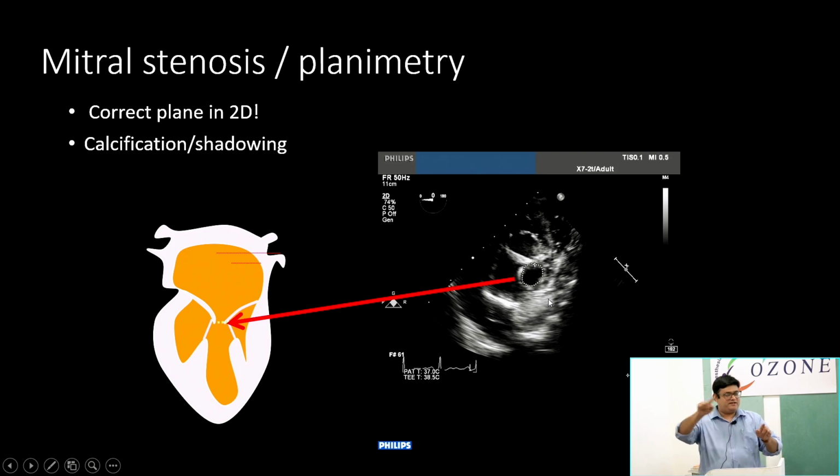If you have an oblique or an oval image, that means you are cutting a little bit above the valve, and if you start having chordae, that means you are much below the valve into the LV. So you have to be very good at scrolling the valve up and down to measure this.